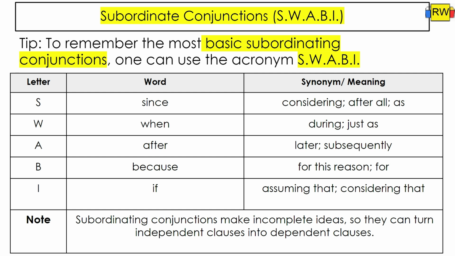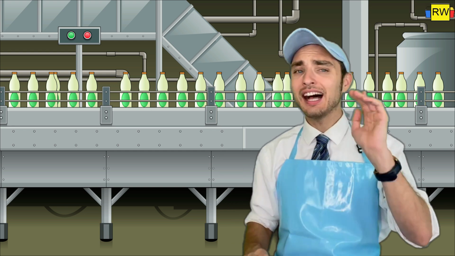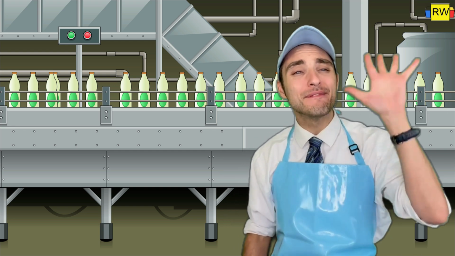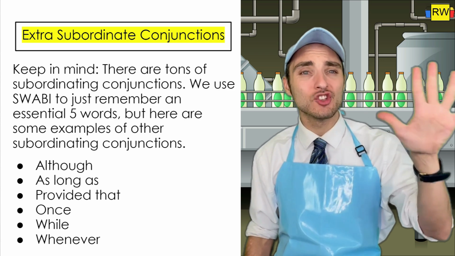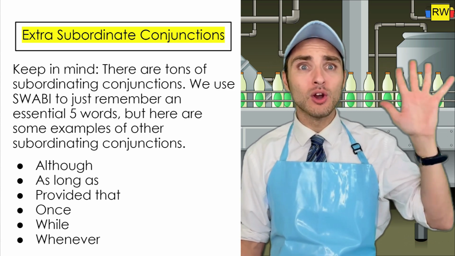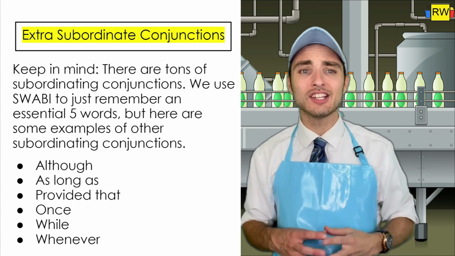Finally, the I in SWABI stands for the word if. If is synonymous with the words assuming that or considering that. But hold up, grammar goodies. I want to lay something on you. SWABI only represents 5 subordinating conjunctions. 1, 2, 3, 4, and 5! Whoa! But there are more than 5 subordinating conjunctions.